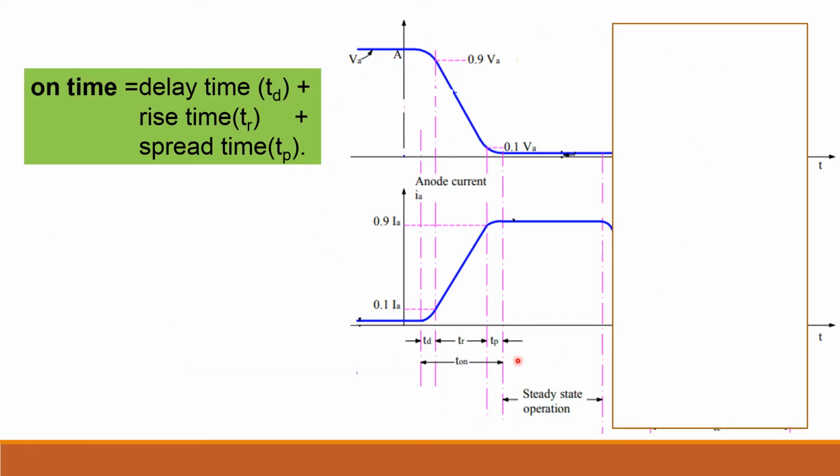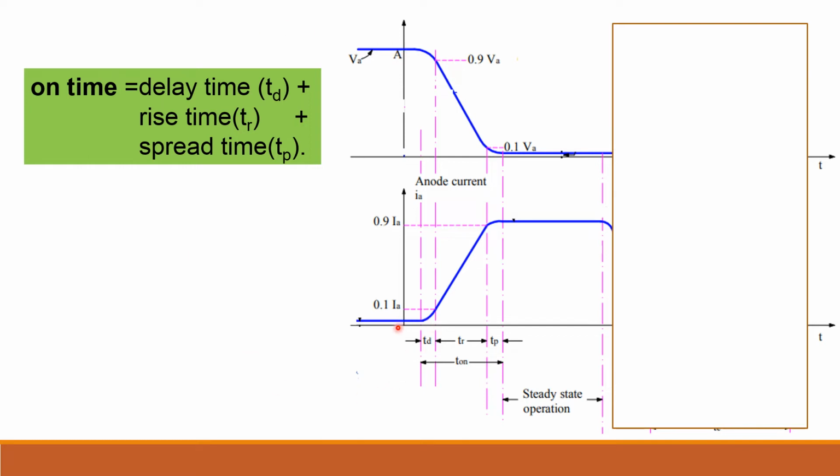So this is the switching characteristics of SCR. This is the on time characteristics. On time is given by delay time, rise time and spread time. This is the voltage across the device and this is the current waveform across the device. Let us see the current waveform first. Initially the SCR is in off condition, before this line. When it is in off condition, current is 0 or leakage current, and some voltage VA is there across the device.